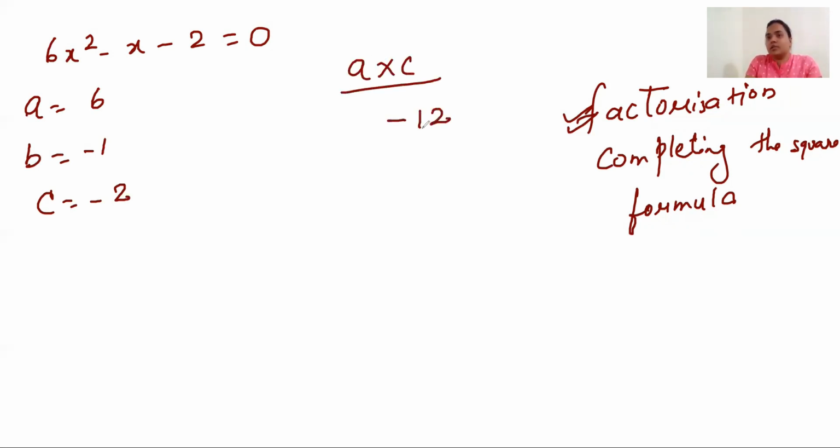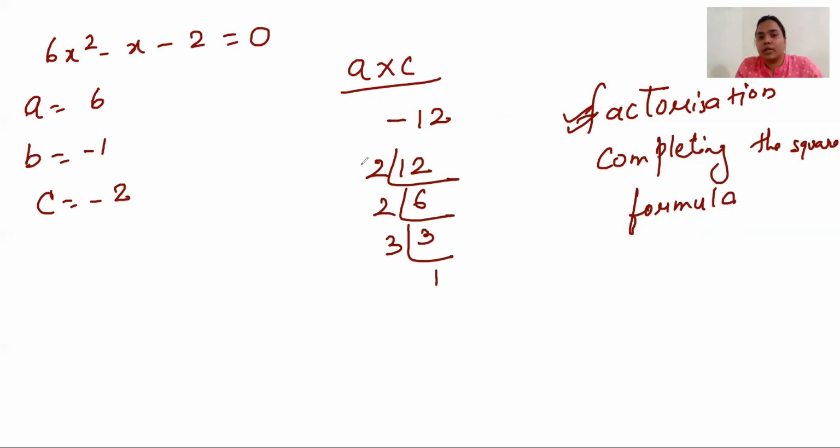That will be -12. Just keep that negative sign aside for some time. So factorize 12. 2 6s are 12, 2 3s are 6, 3 1s are 3. So we have got four factors: 2, 2, 3, and 1. We have to arrange them in such a way that our sum or difference should be minus 1, that is equal to B.